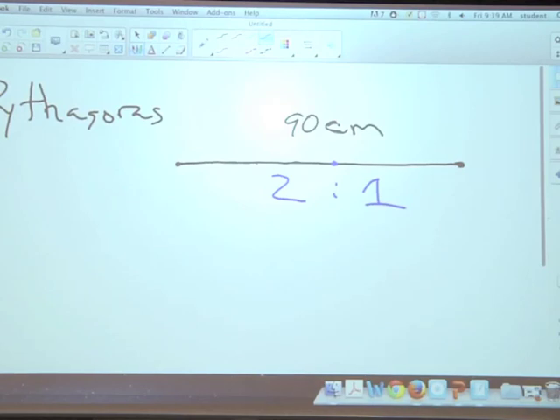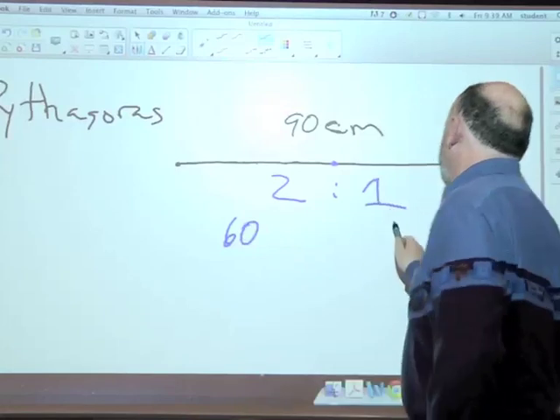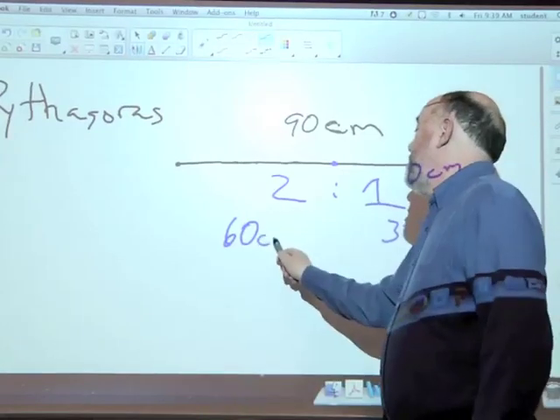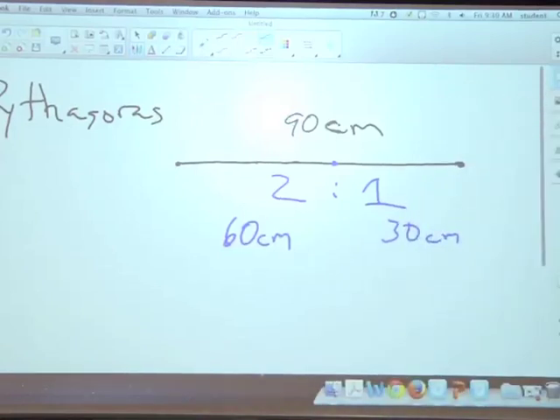This side will be 60 centimeters. This side will be 30 centimeters, right? And in terms of sound, the difference will be 1 octave. Everybody knows where the 60 and 30 comes from, right?